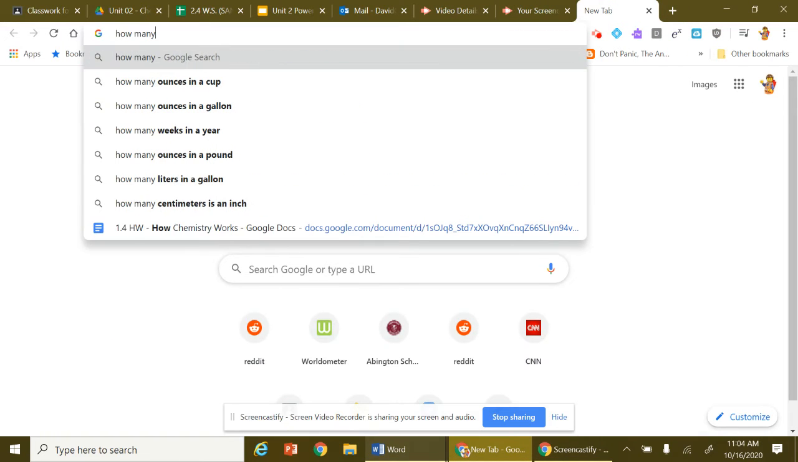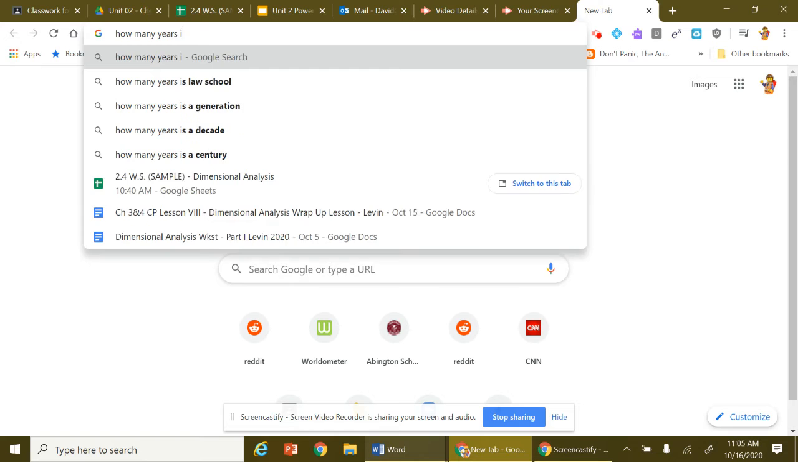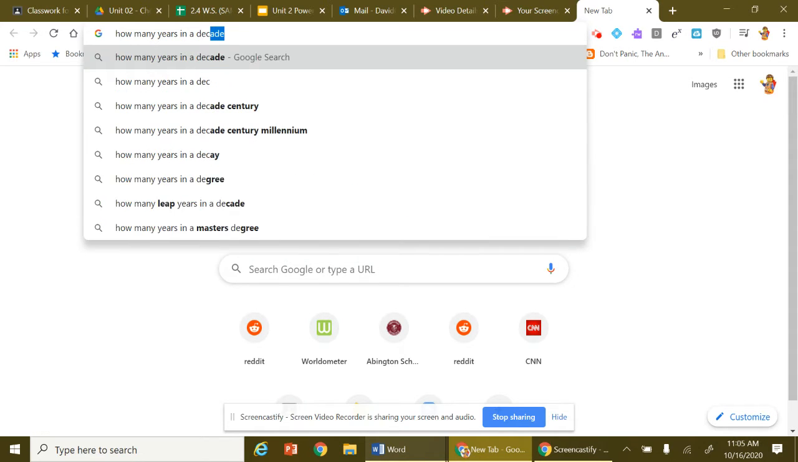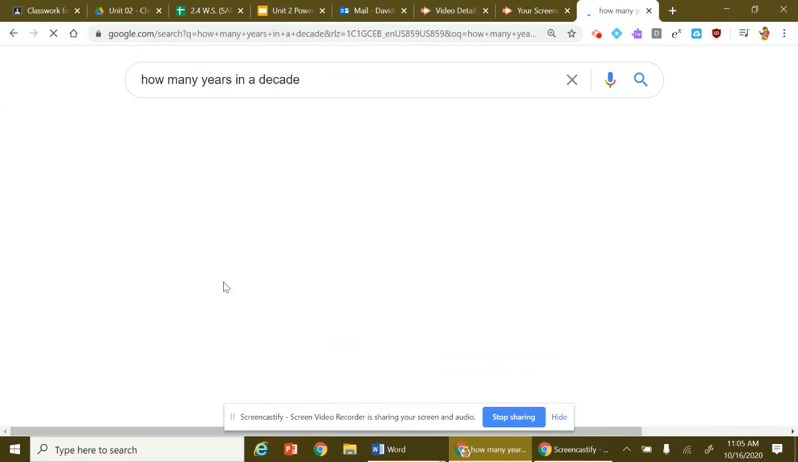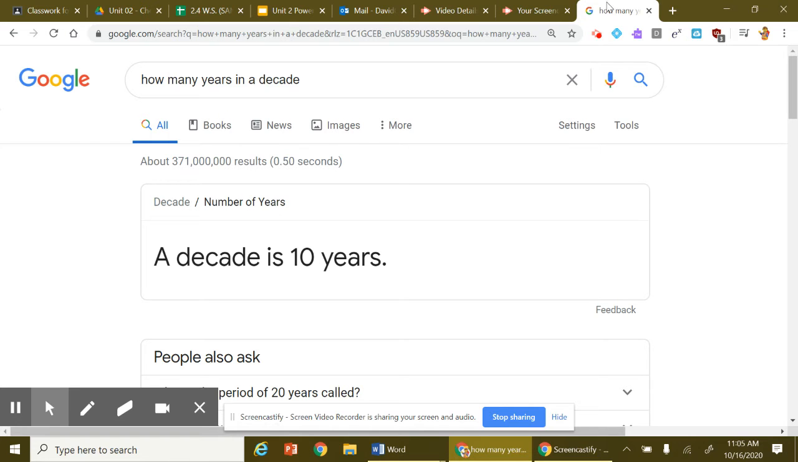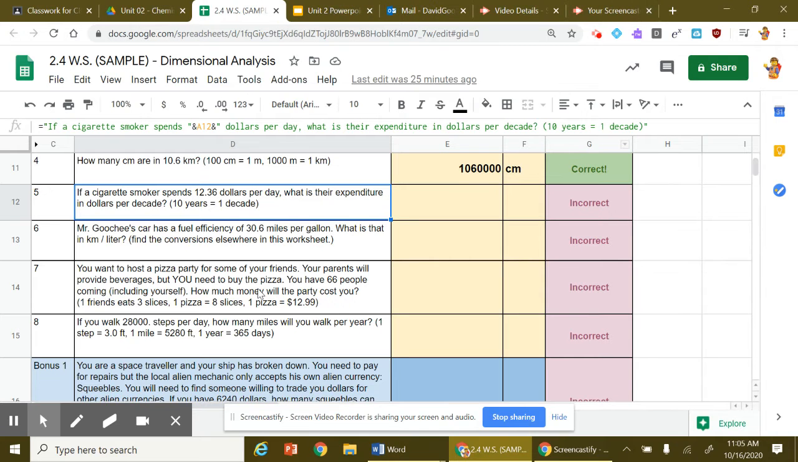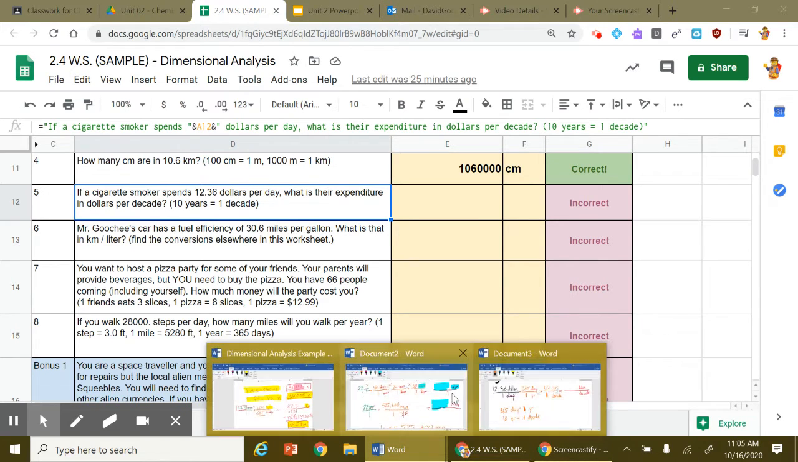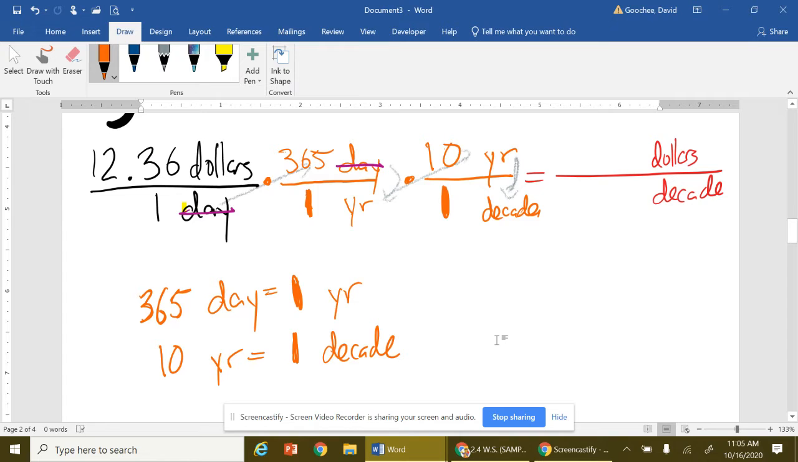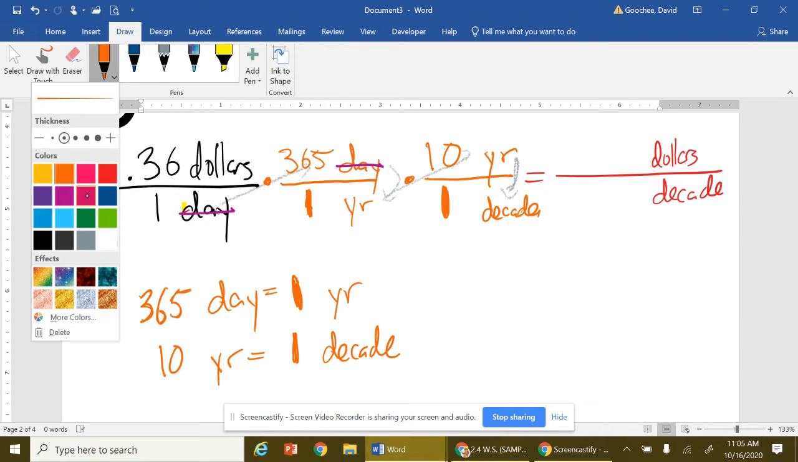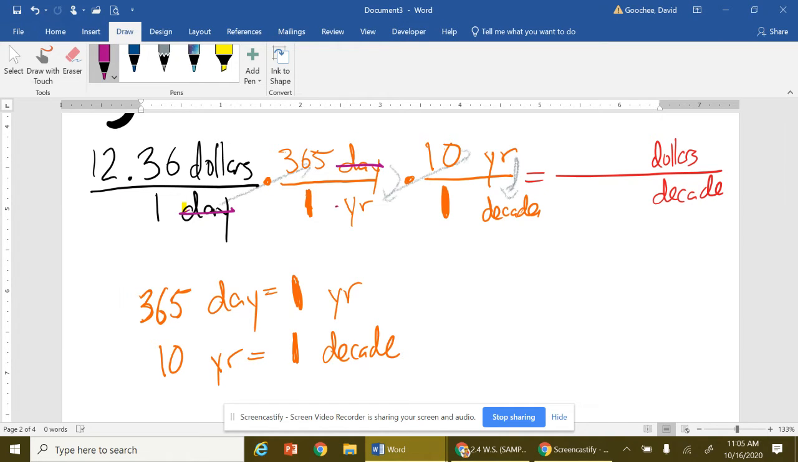And you can go, how many years in a decade? A decade is 10 years. Thank you, Google. You can ask Siri, for all that it matters. I even tell you right here in the problem: 10 years is 1 decade. So again, these conversions can come from anywhere that you can find them. Your memory, Google, the problem, whatever.